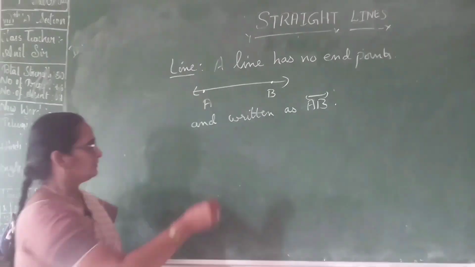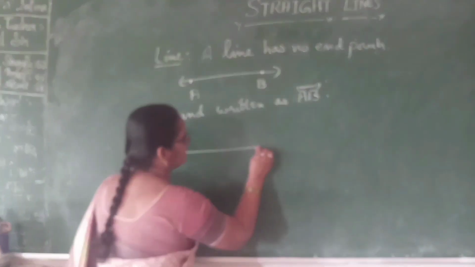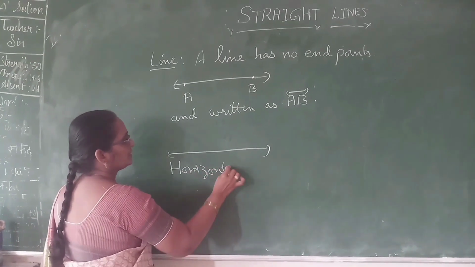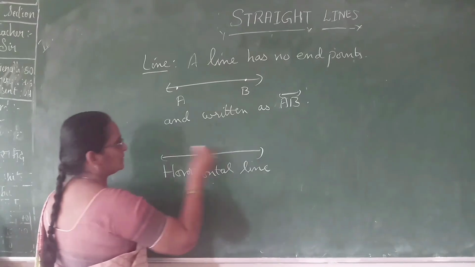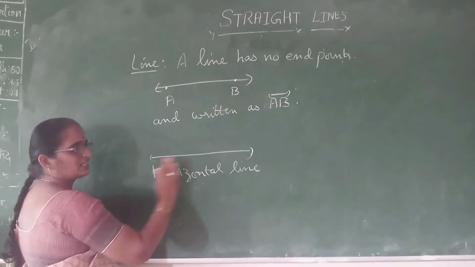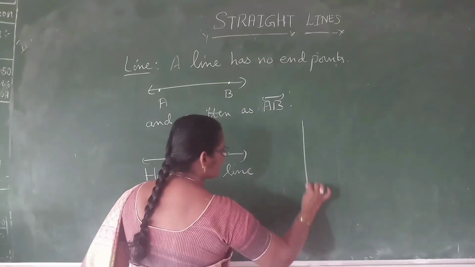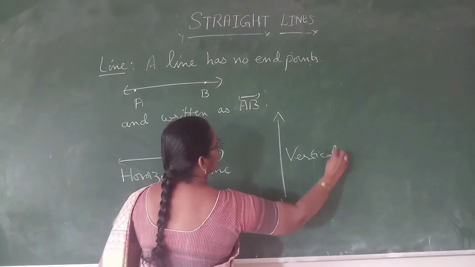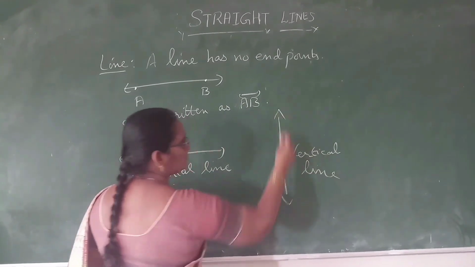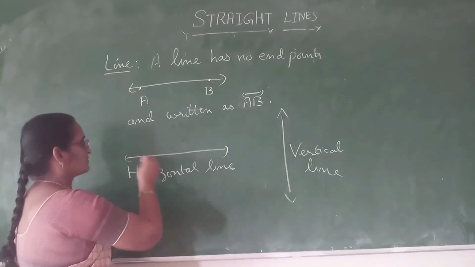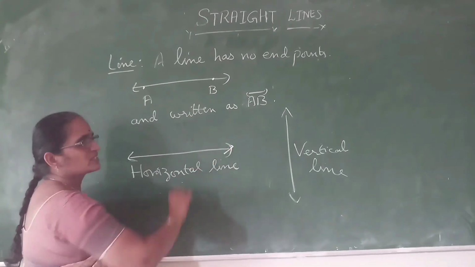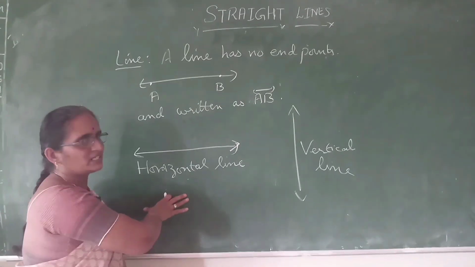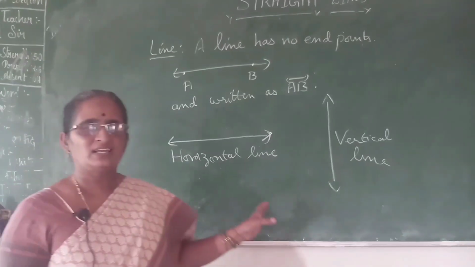Now, we know that there are horizontal lines like this. This is known as a horizontal line, that is from right to left or left to right. Another one is the vertical line, from top to bottom or bottom to top. Why we are keeping these arrows on both sides means it is not ending, it is endless. That is the meaning of the straight line. So, this is the basic concept of a line.